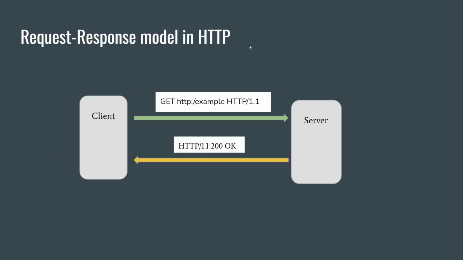So how does it work? Let's say that our client is a web browser, and our web browser is going to send an HTTP request in this format. So we have the method name, which is called GET in this example. There are multiple different kinds of HTTP methods, but we are going to talk about that later. We need to specify the URL and the version of HTTP. In this case, we have 1.1.